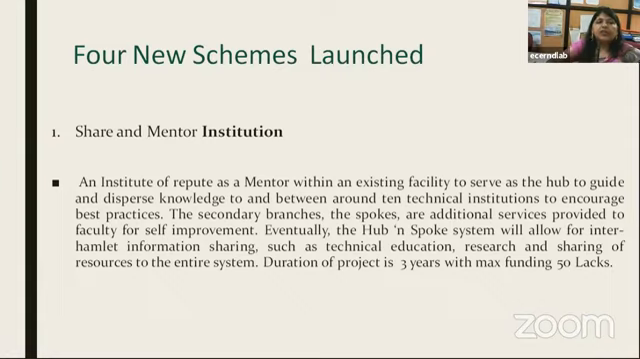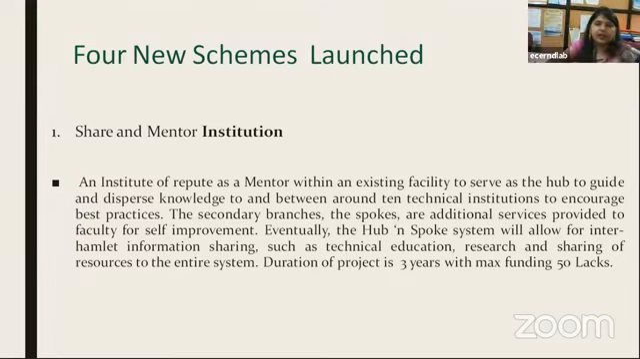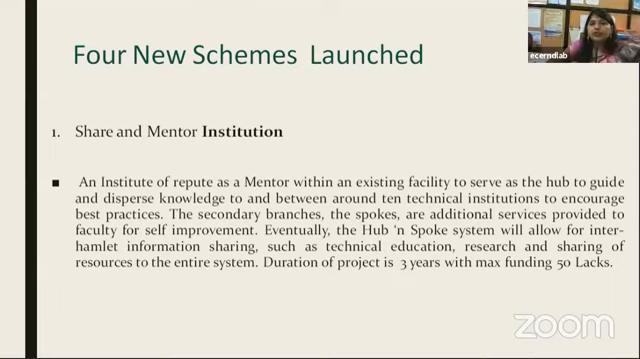Next, there is a new scheme AICTE has launched: the share and mentor institution scheme. Recently, it was in the newspaper, I saw. So nearby institutions, they are telling that one institute will be the mentor and the other will be the mentee. So they are coming together and taking help. A hub will be there. For that, up to a maximum of 50 lakh AICTE is giving the fund.